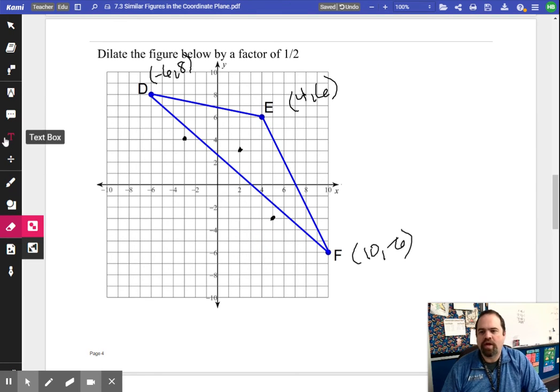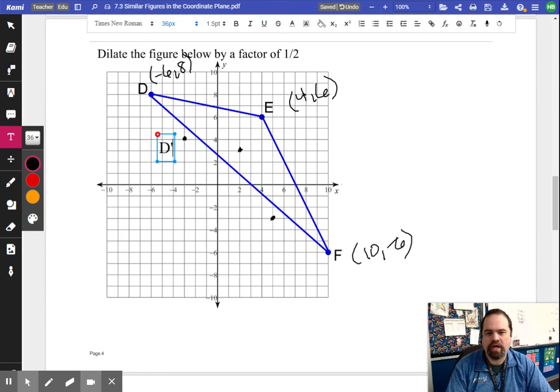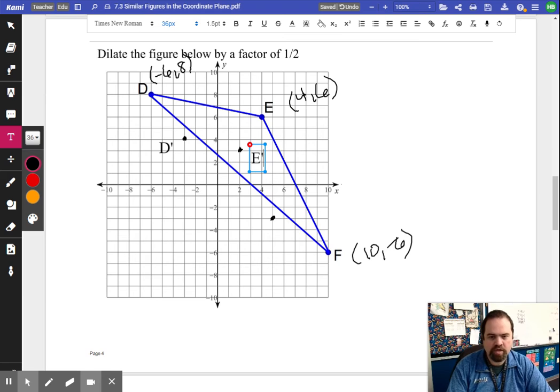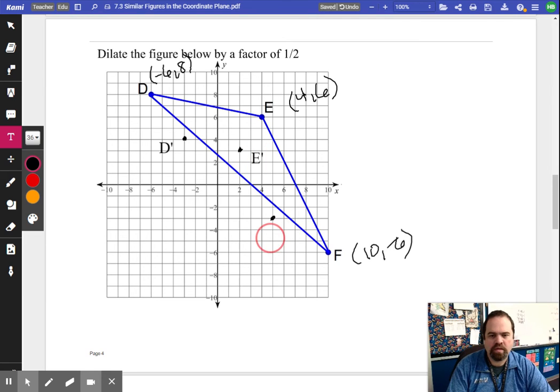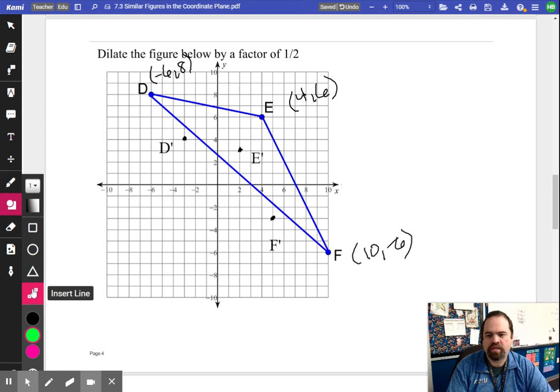Okay, so grab your text tool real quick. Before you forget where anything's at, D prime. And then this one was E prime. This one is F prime. Shapes. Draw your line. Point to point. Just click and drag, and it'll make a nice straight line from point to point.